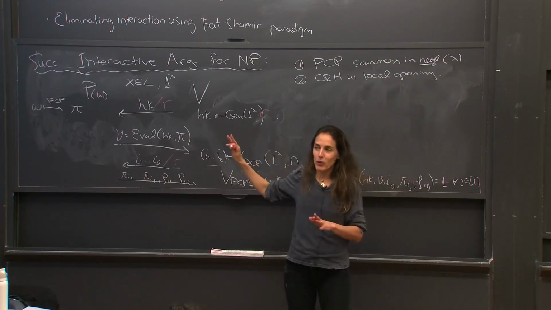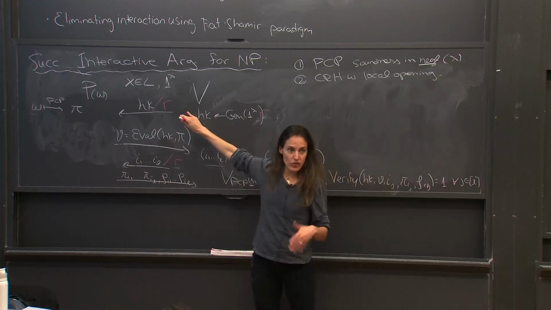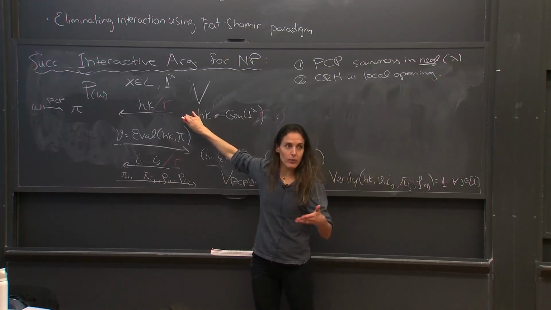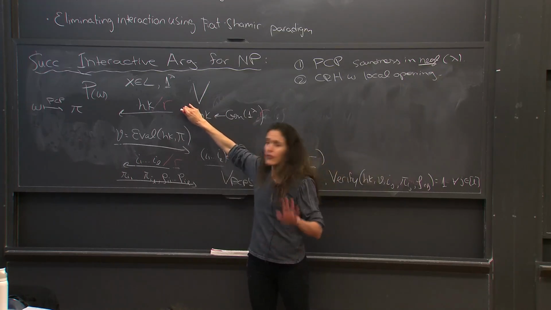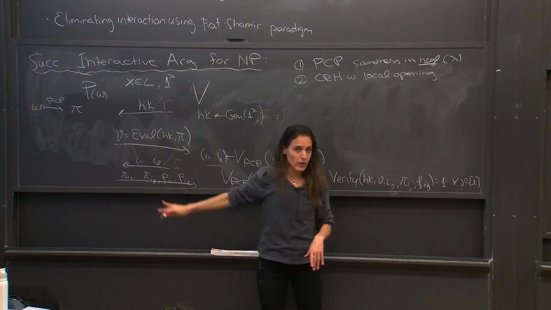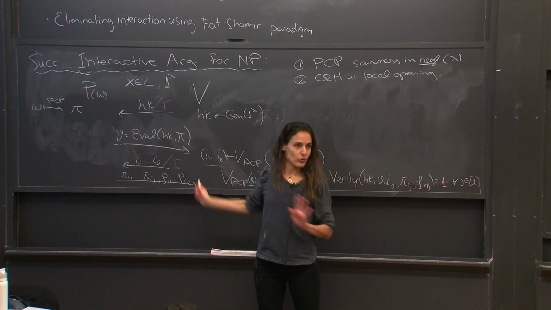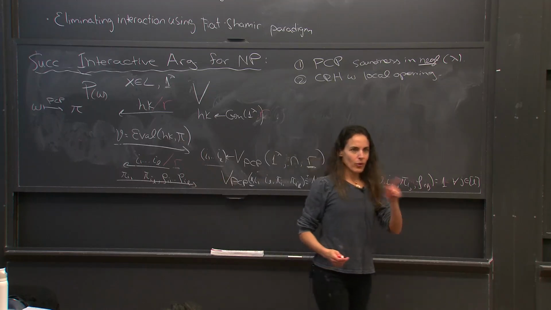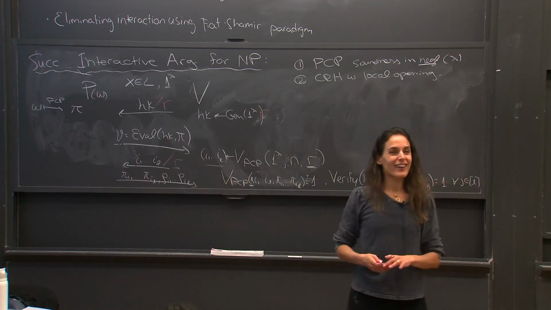But I just want to point out that later, to eliminate interaction using what's called the Fiat-Shamir paradigm, we'll talk about it next class, the first message actually doesn't need to be even random. It's only the later messages that have to be random. So I just want to emphasize this is random. Were there other questions? Yeah?